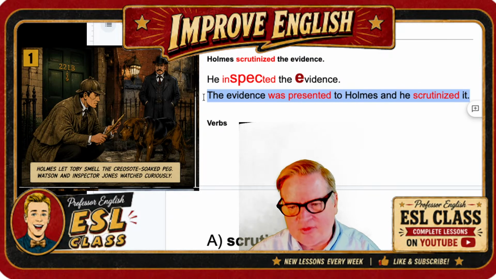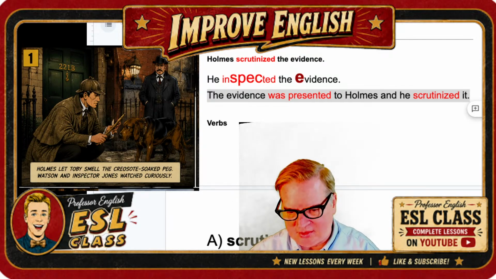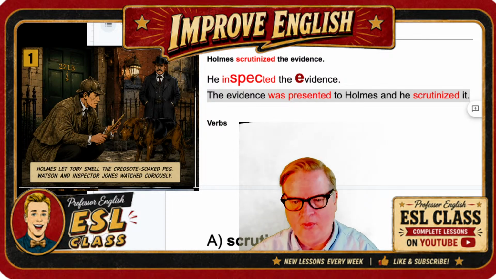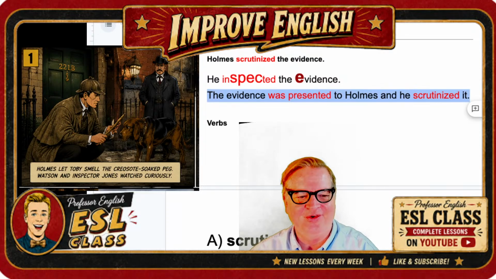Can you now just try to read that, but focus on the big sounds, just to flatten out your accent a little bit. The evidence was presented to Holmes, and he scrutinized it. The evidence was presented to Holmes, and he scrutinized it. Scrutinized it. This is a word that we want to focus on.